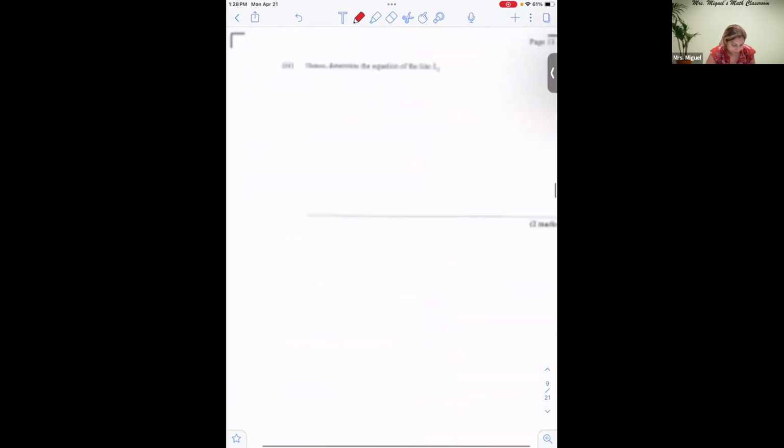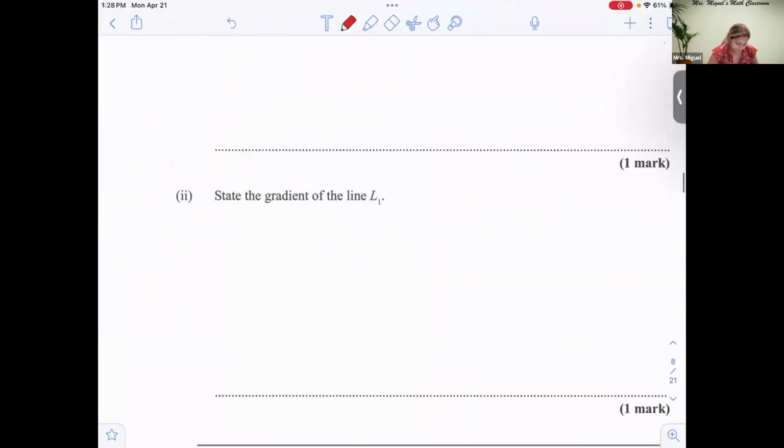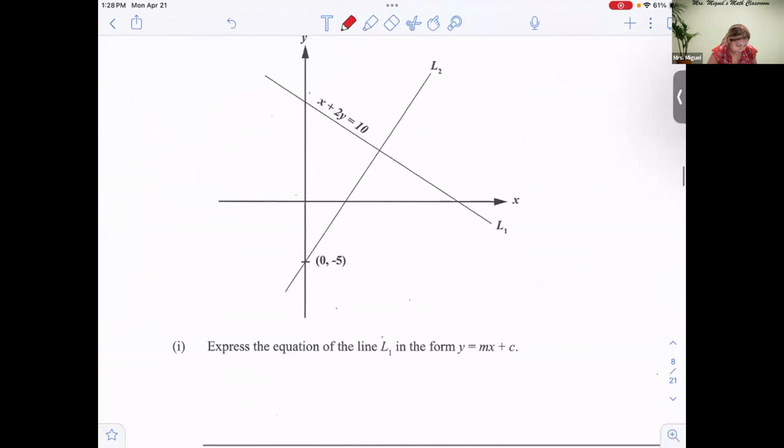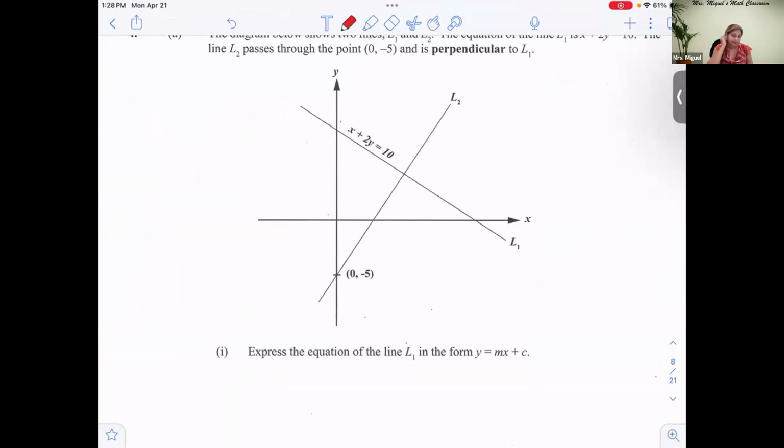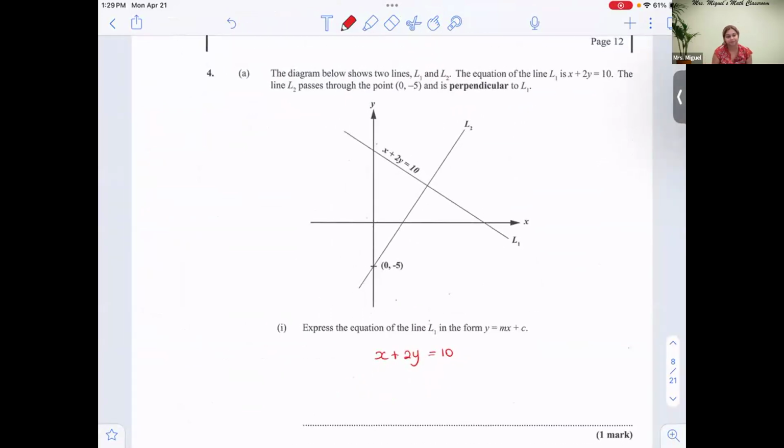All right, so we have one more. This is taken from May-June 2021, I believe. They gave you the line L1 in a format which is x plus 2y equals 10. You are required to rearrange that and write it in the form y equals mx plus c. So go ahead, let me see what you come up with for 1 mark.